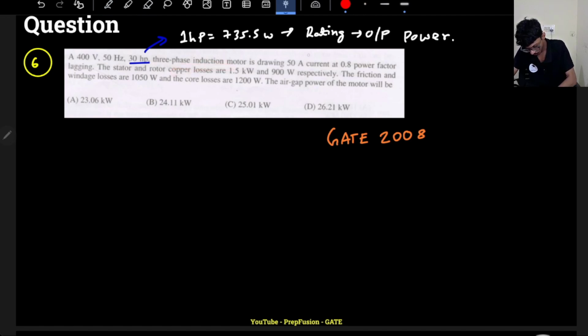A three-phase induction motor is drawing a 50 ampere current at 0.8 power factor. So the stator is drawing a current of 50 ampere. Have they told us whether it is star or delta connected? It is not mentioned, so I will assume star connection. In star connection, the line and the phase currents are the same.